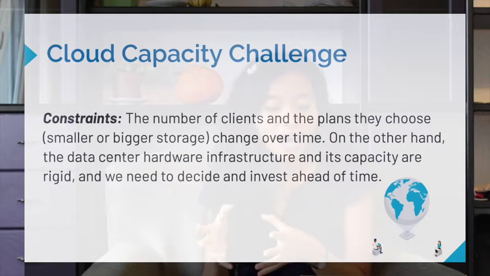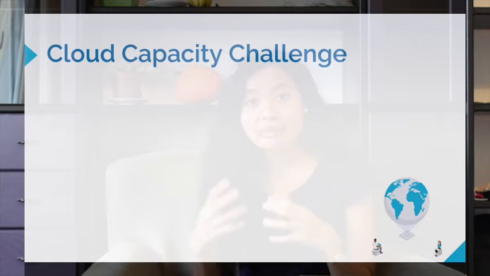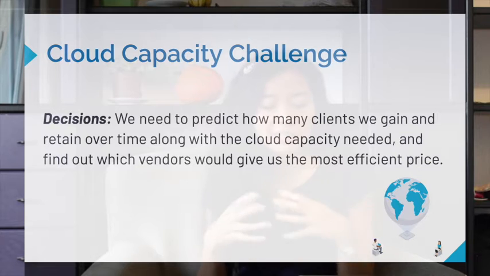It means that we want to have the right amount of capacity at the right time by the right vendor with the lowest cost. The constraints are, one, the number of clients and plans they choose, the smaller or the bigger storage, as they can change over time. And on the other hand, the data center hardware infrastructure and its capacity are rigid, and we need to decide ahead of time. The decisions that we have to make would be how many clients we gain and retain over time, and the plan they choose, along with the cloud capacity needed. And we also need to find out which vendors would give us the most efficient price.